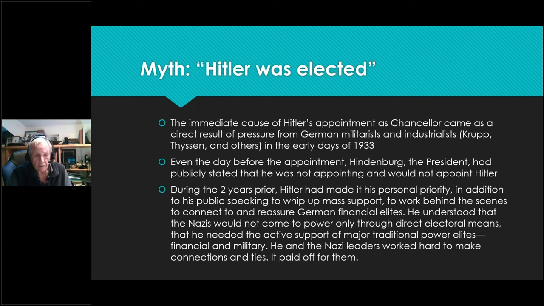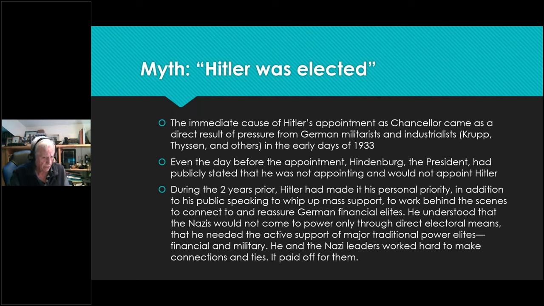During the 2 years prior, Hitler had made it his personal priority, in addition to his public speaking, to whip up mass support, which is what everybody talks about, the giant rallies and his odd, though charismatic, speaking style. He also worked behind the scenes to connect to and reassure German financial elites. He understood that the Nazis would not come to power only through direct electoral means, that he needed the active support of major traditional power elites, the financial elite and the military elite. He and the Nazi leaders worked hard to make connections and ties, and it paid off for them.